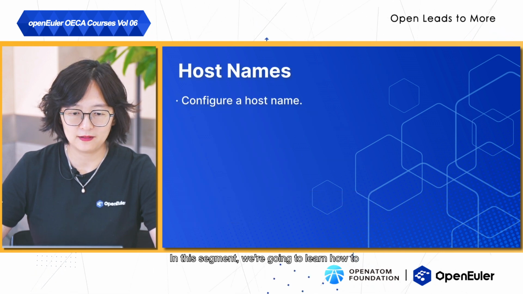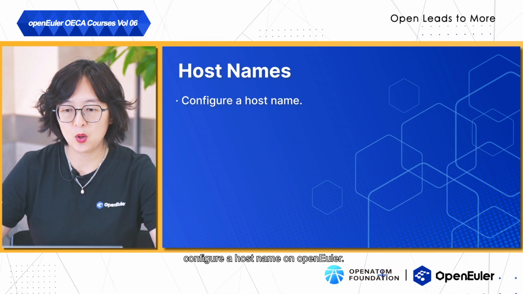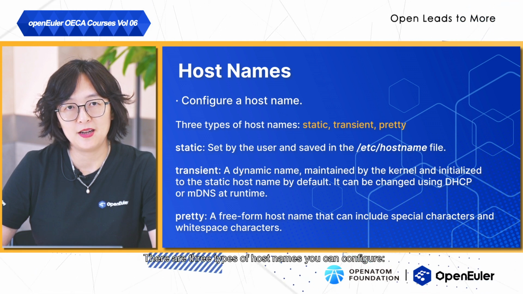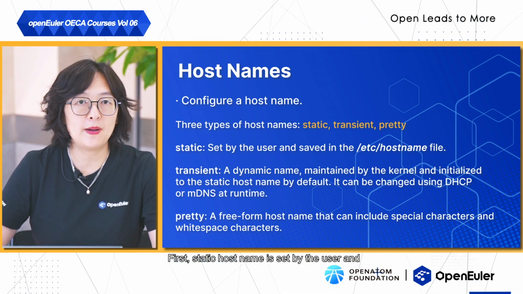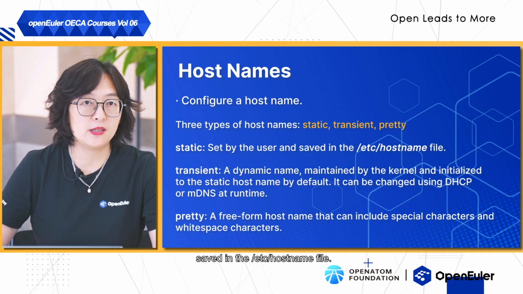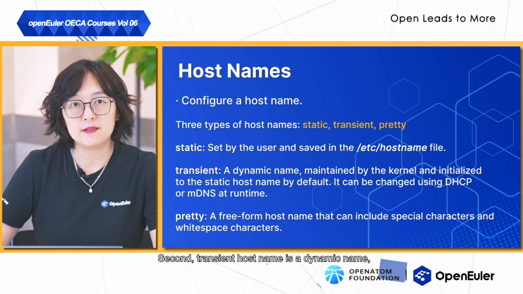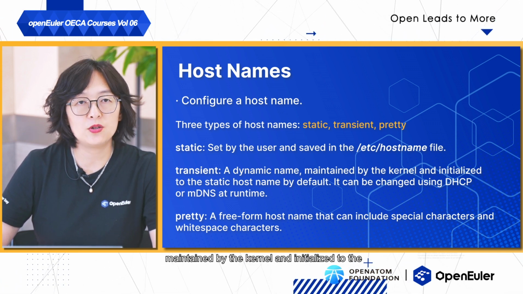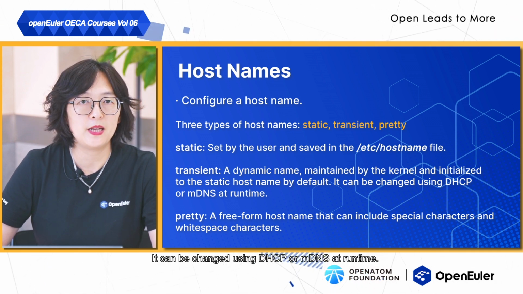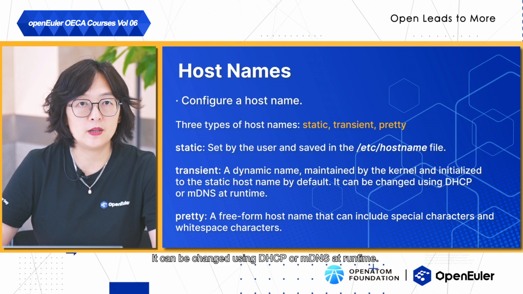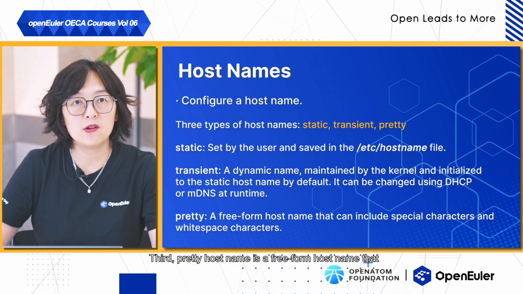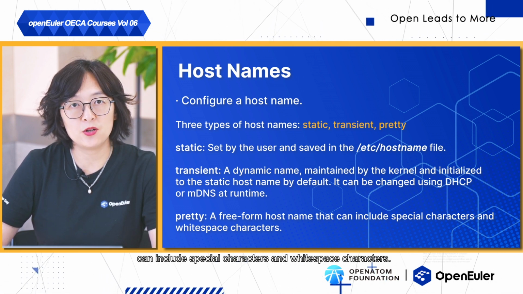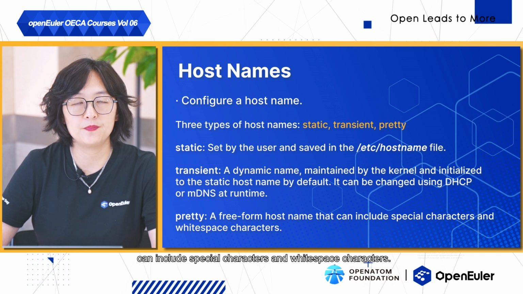In this segment, we are going to learn how to configure a host name on openEuler. There are three types of host names you can configure. First, static host name is set by the user and saved in the hostname file. Second, transient host name is a dynamic name maintained by the kernel and initialized to the static host name by default. It can be changed using DHCP or mDNS at runtime. Third, pretty host name is a free-form host name that can include special characters and white space characters.